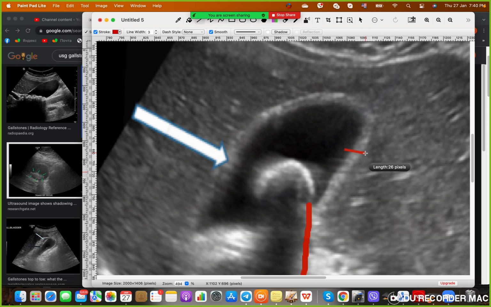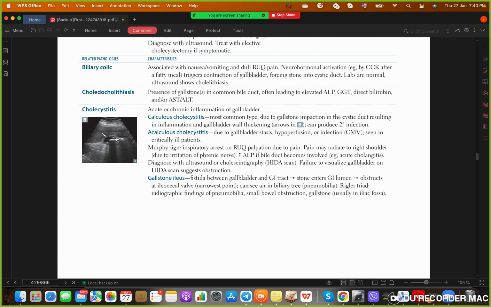and you measure the distance between here and here, it will be wide, which means this is inflammation of the wall. Thick, yes, inflammation of the wall. So they say calculous cholecystitis is the most common type, due to gallstone impaction in the cystic duct resulting in inflammation and gallbladder wall thickening, and it can produce secondary infection.